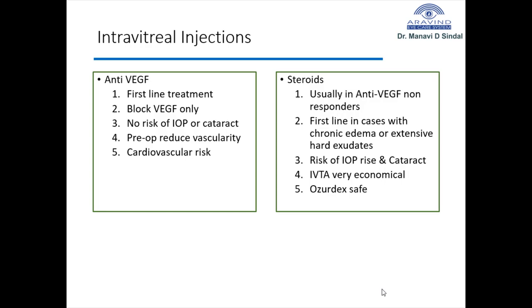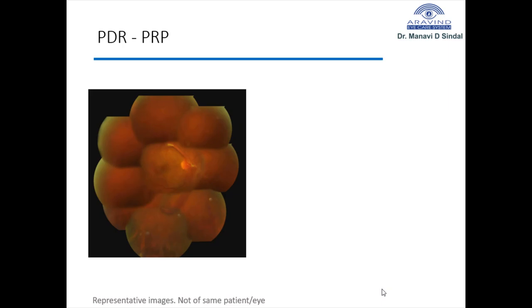So anti-VEGFs form the first line of treatment, and they are used not only for treating macular edema due to diabetes, but also for treating macular edema due to vein occlusions, and also for treating choroidal neovascular membrane secondary to age-related macular degeneration. In the setting of diabetes, they are used preoperatively to reduce the vascularity of the membrane, so it makes resecting and removing these membranes in surgery easier.